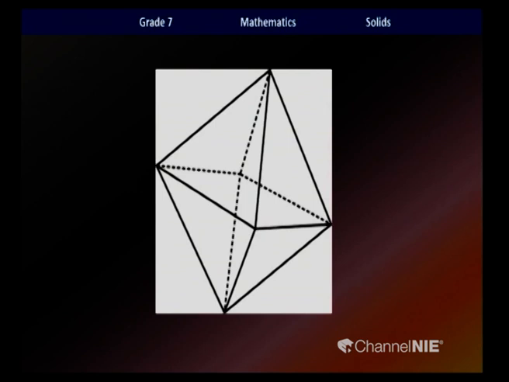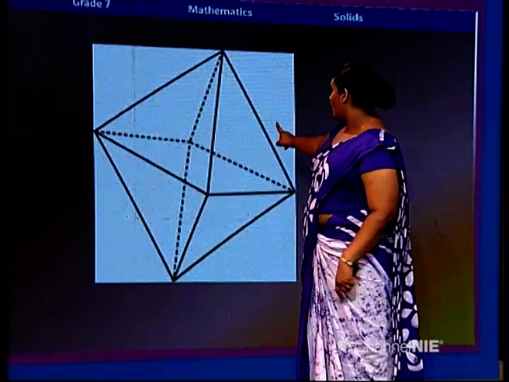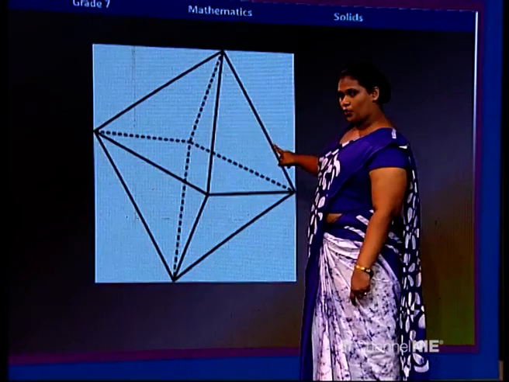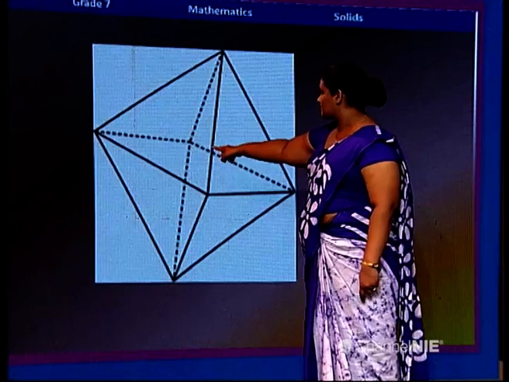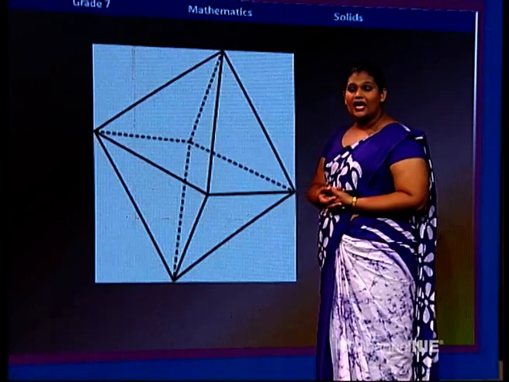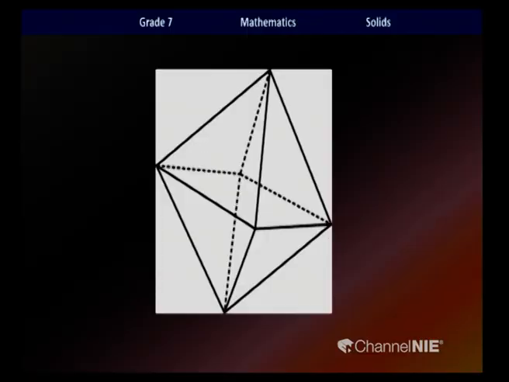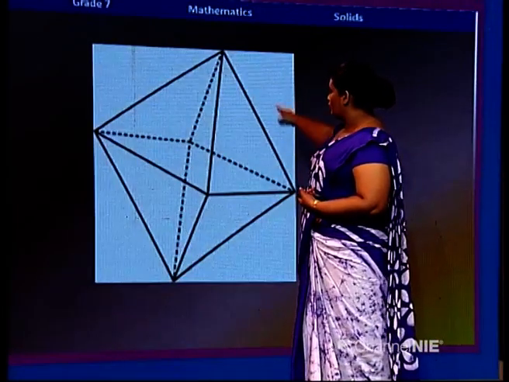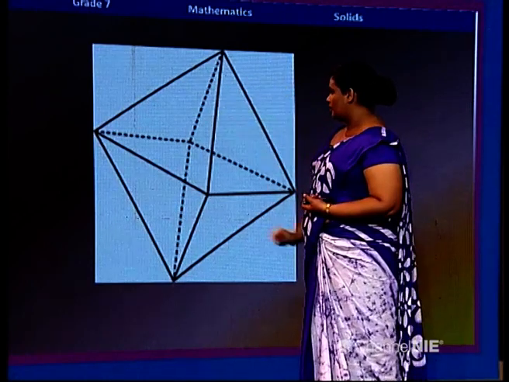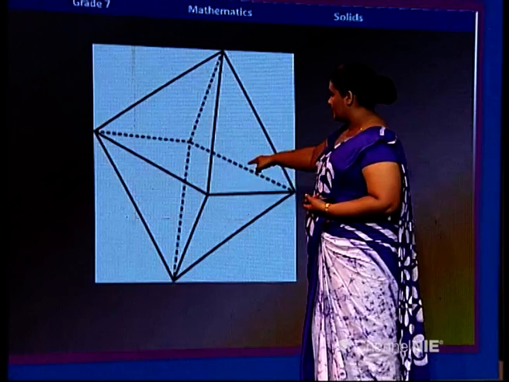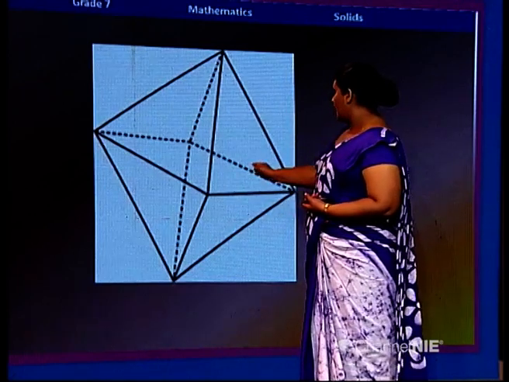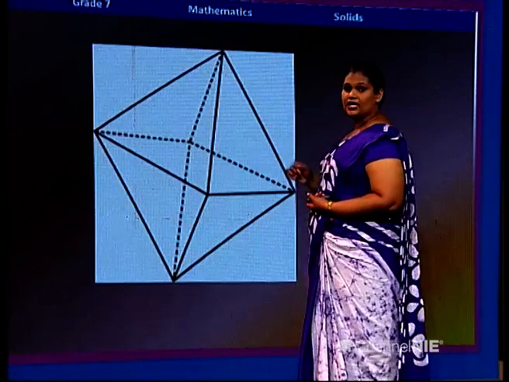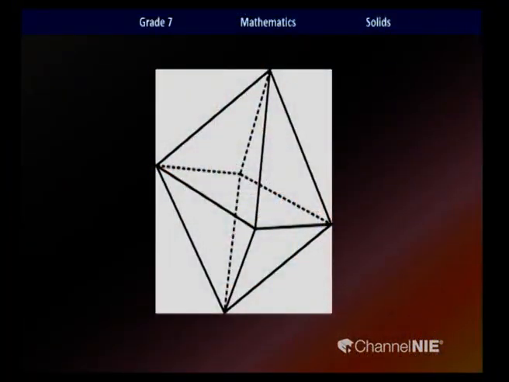Okay, number of faces. Here you can see, we will count. 1, 2, 3, 4, 5, 6, 7, 8. We have 8 faces. All are triangular faces. Then shall we count the number of edges? 1, 2, 3, 4, 5, 6, 7, 8, 9, 10, 11, 12. We have got 12 edges and all are straight edges.